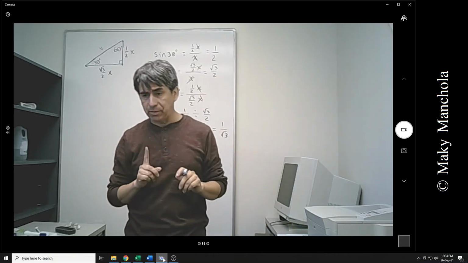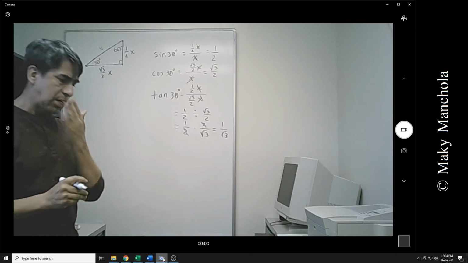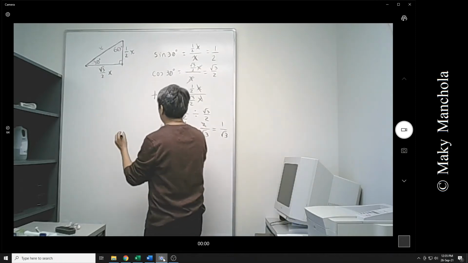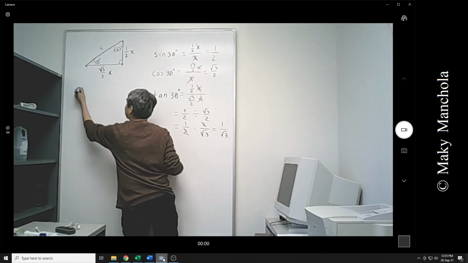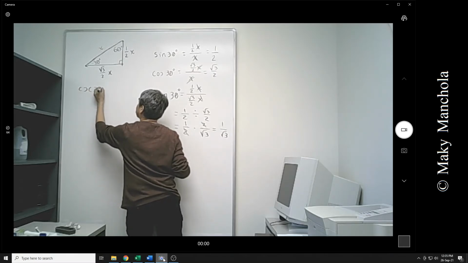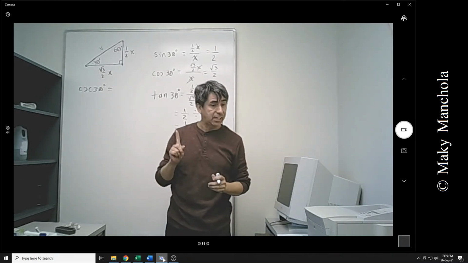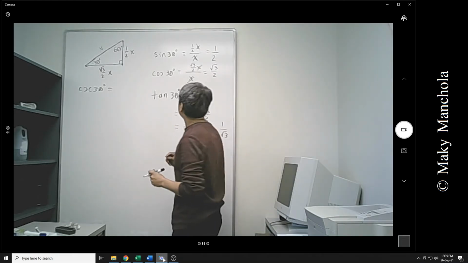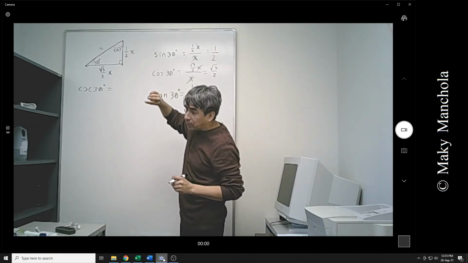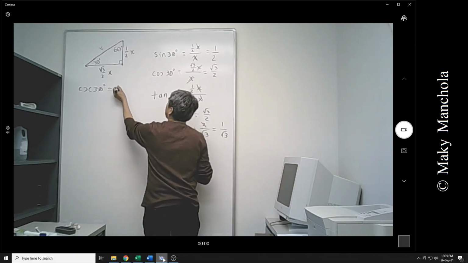Now, to obtain the remaining trig ratios, I will use the basic trig identities. Remember that the cosecant of 30 degrees is the same as the reciprocal of sine of 30 degrees. So we know the sine of 30 degrees is 1/2. The reciprocal will be 2 over 1. So that makes the cosecant of 30 degrees 2 over 1, which is the same as 2.